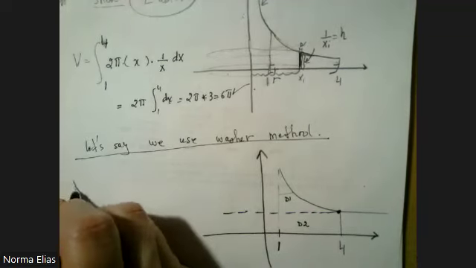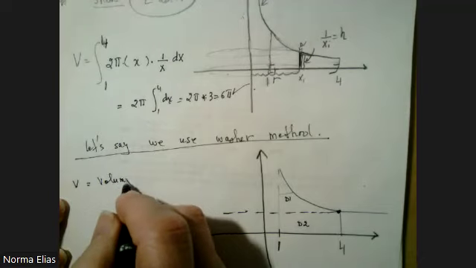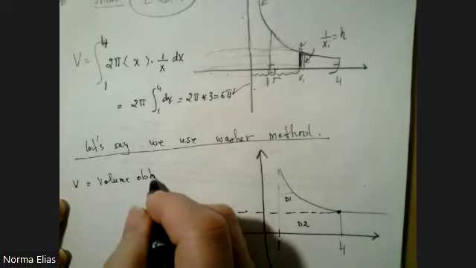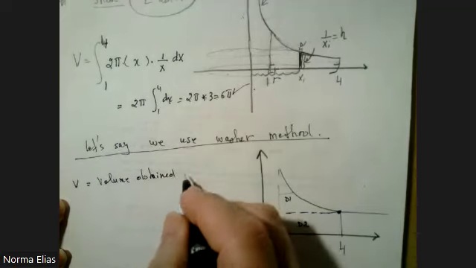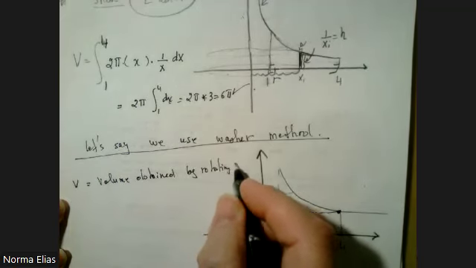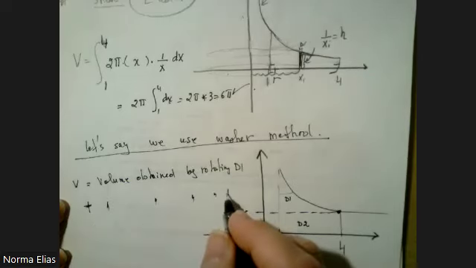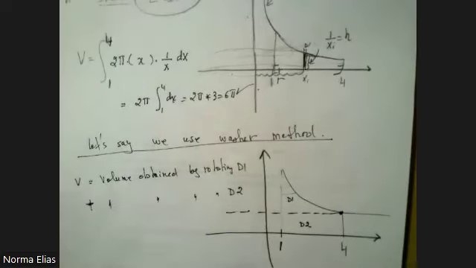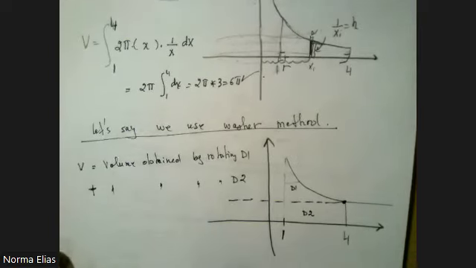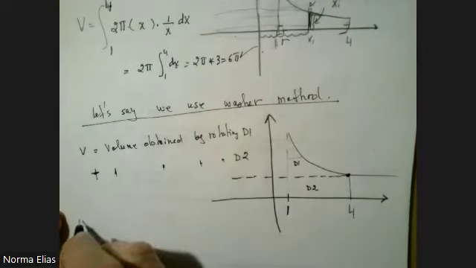So the total volume is going to be the volume obtained by rotating D1 plus the volume obtained by rotating D2. So you have to split into two different regions. You have no way out. And let's do each one of them separately.